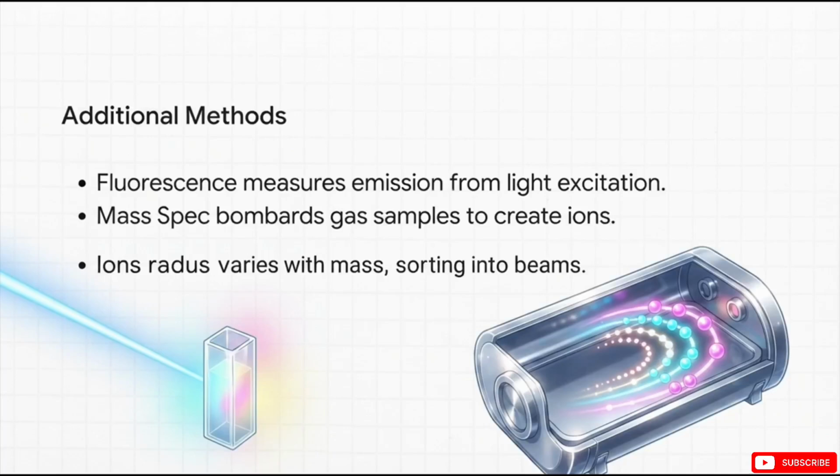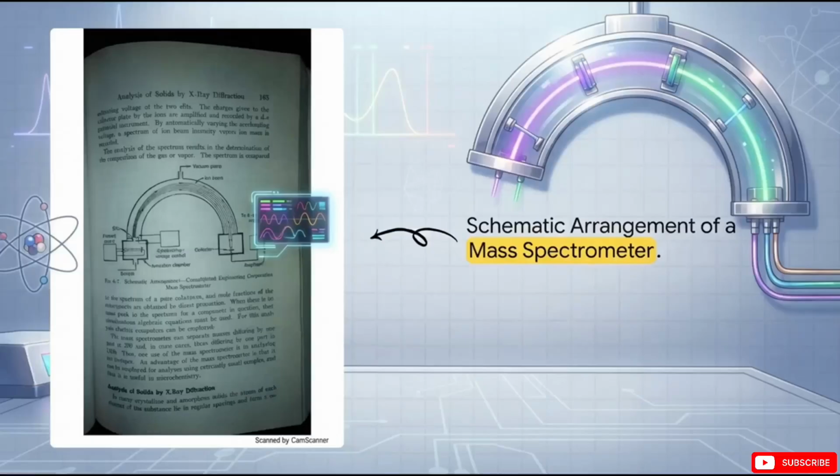Here, we take a vapor or gas sample and literally bombard it with an electron beam to knock off electrons and create ions. We then accelerate these ions into a curved circular path. Because heavier ions take a wider turn than lighter ones, the radius of their path naturally varies with their mass, which effectively sorts them into distinct measurable beams. Let's actually look at a schematic of that mass spectrometer to lock in the concept.